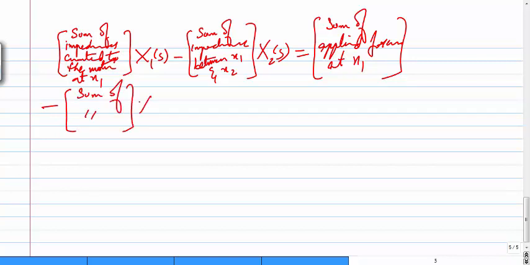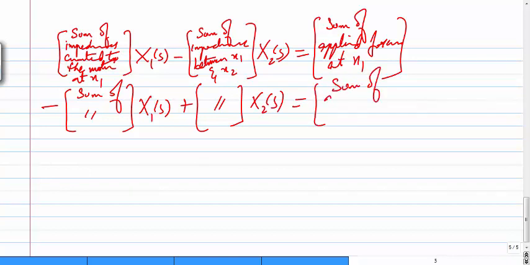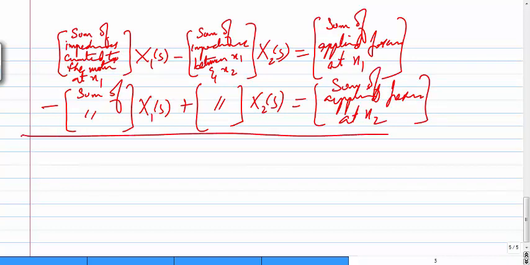Similarly, when you start writing for x2, in that case it becomes the sum of, same thing, impedance with x1 of s, then this becomes positive x2 of s, and this becomes the sum of applied forces at x2. So this is the way you can write the equation.